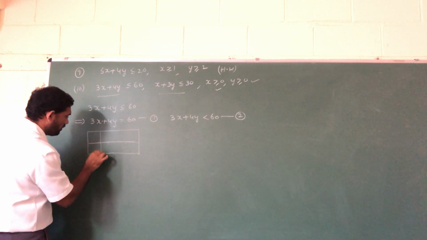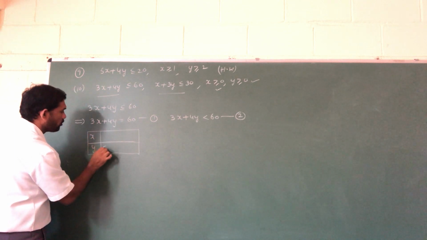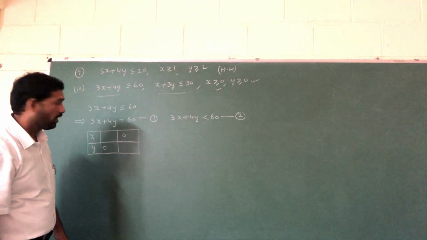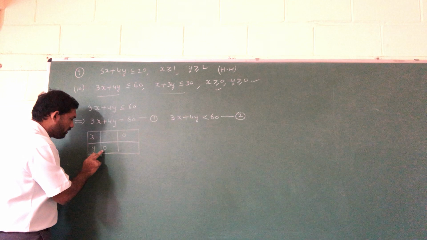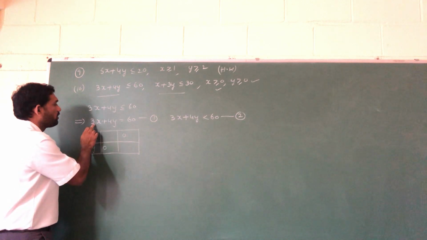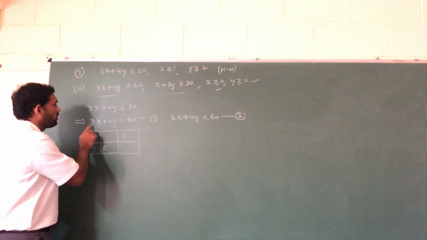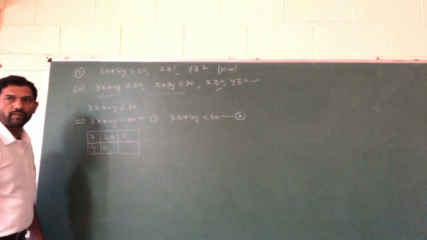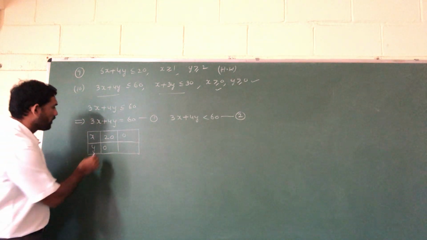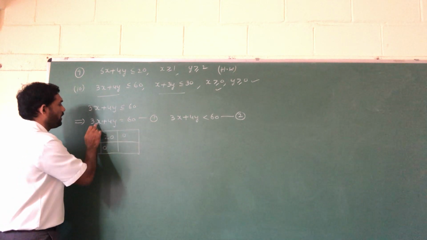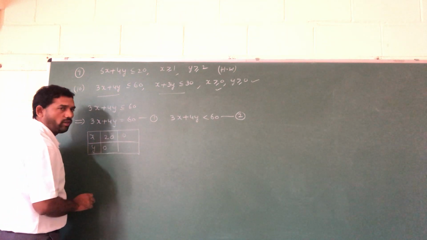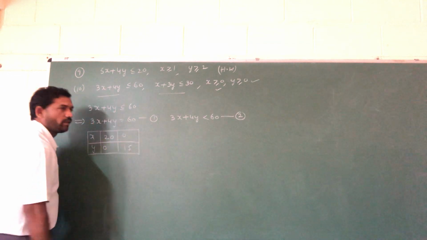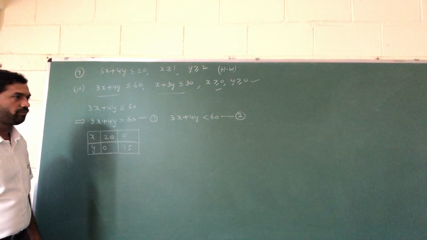So x, y: you have to assume y equal to 0 and x equal to 0. First substitute y equal to 0, what happens? 3x equal to 60, so x equal to 20. Next, substitute x equal to 0, what happens? 4y equal to 60, so y is equal to 15.